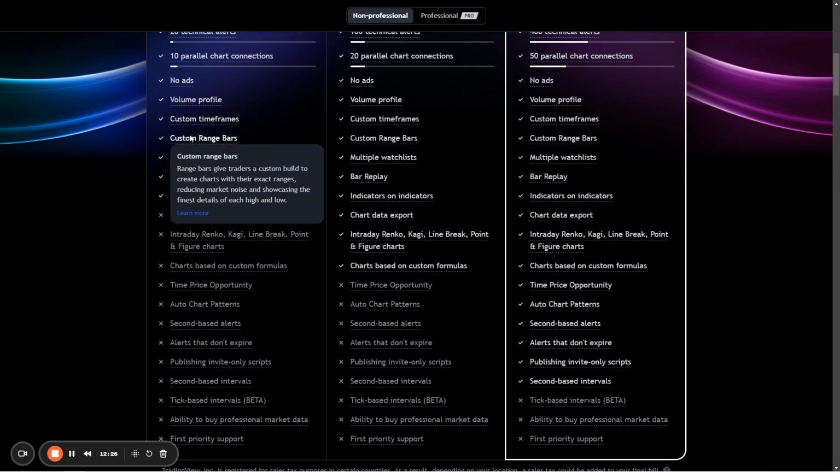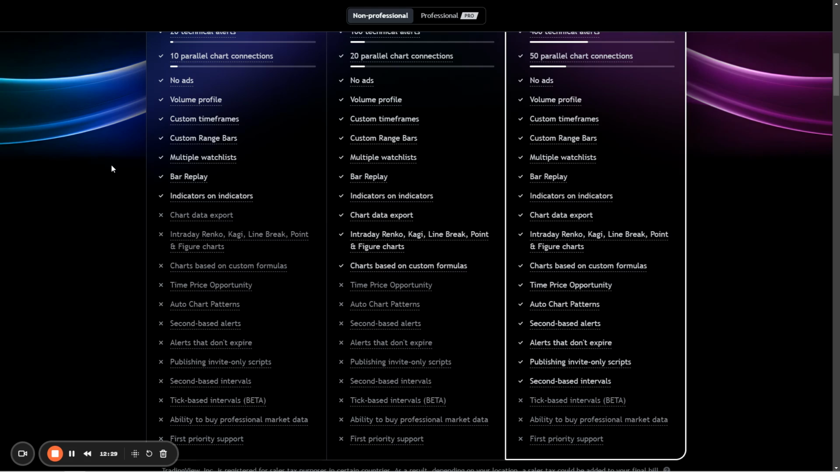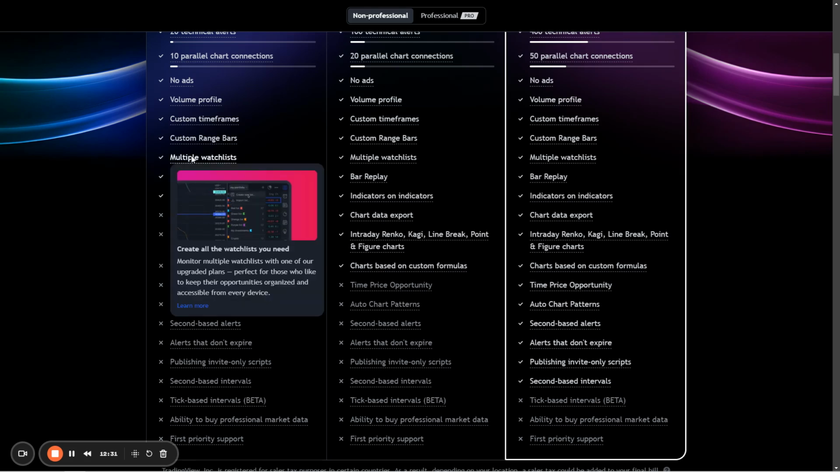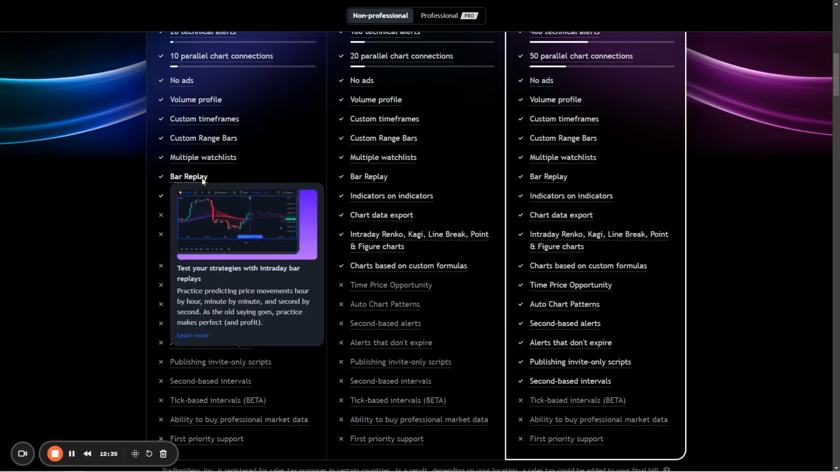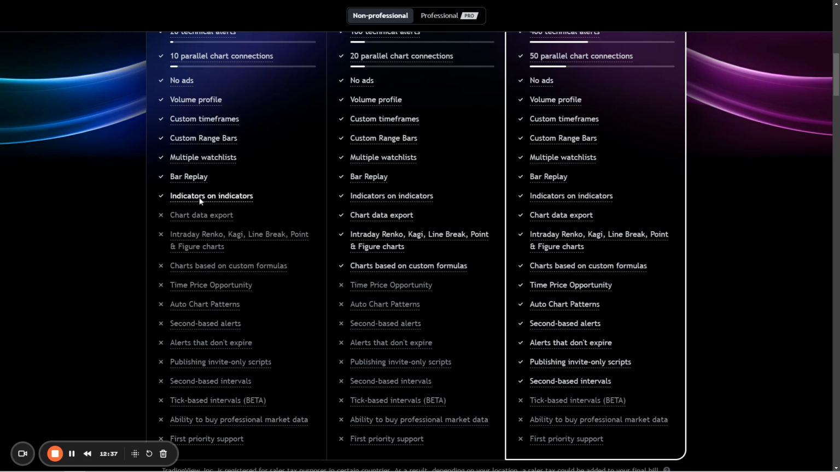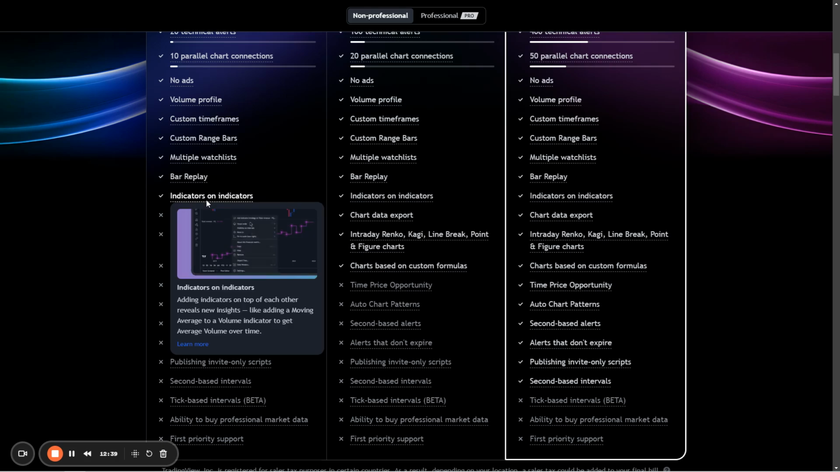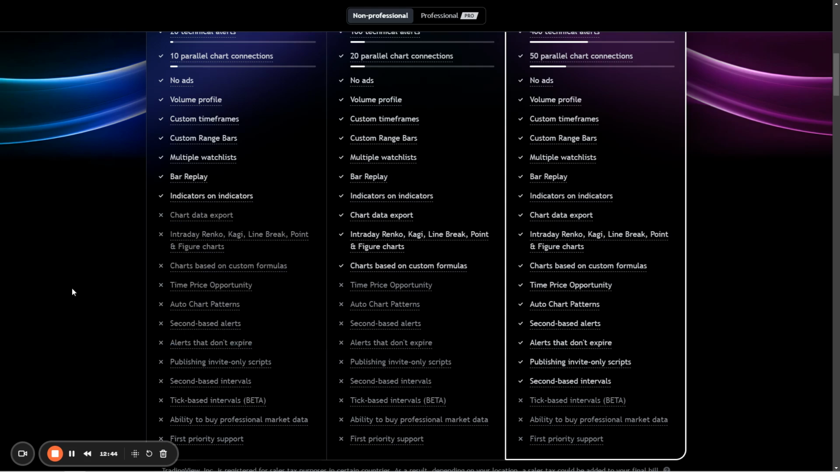Custom range bars, don't even bother about it. It doesn't matter. Multiple watch lists is great, but it's across all of them here. Bar replay means you can backtest. Every one of them has it. Indicators on indicators, which just means that you can have multiple indicators on your screen. Again, all of them have it.